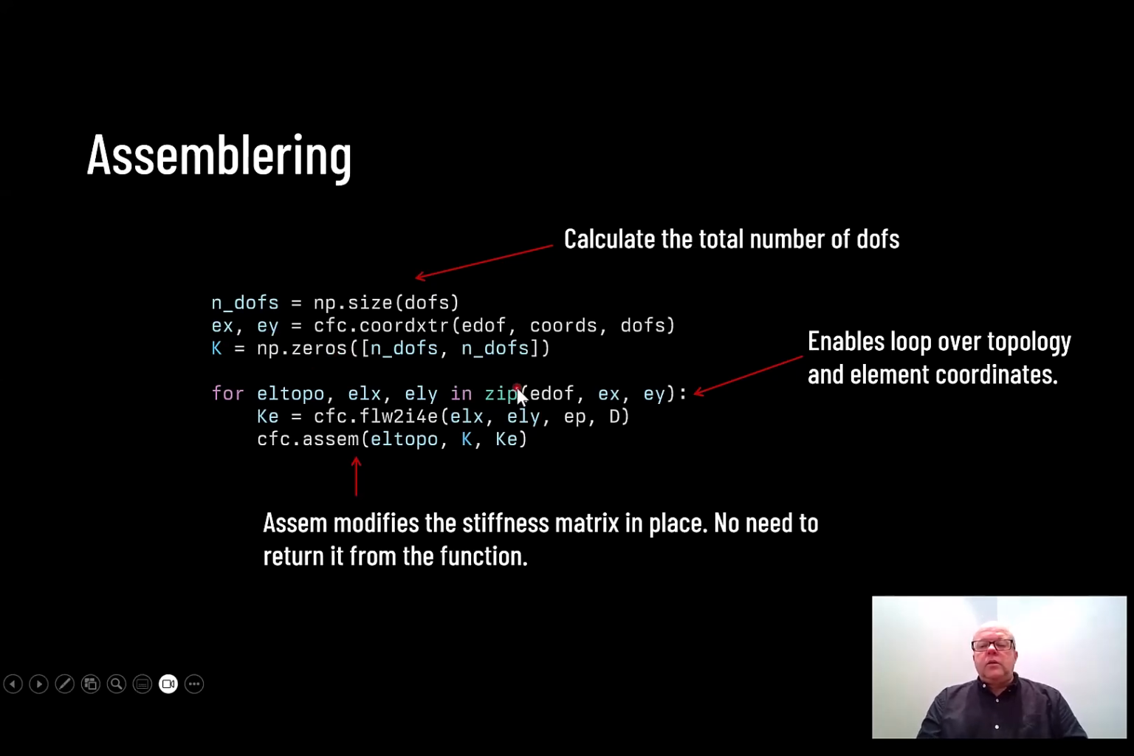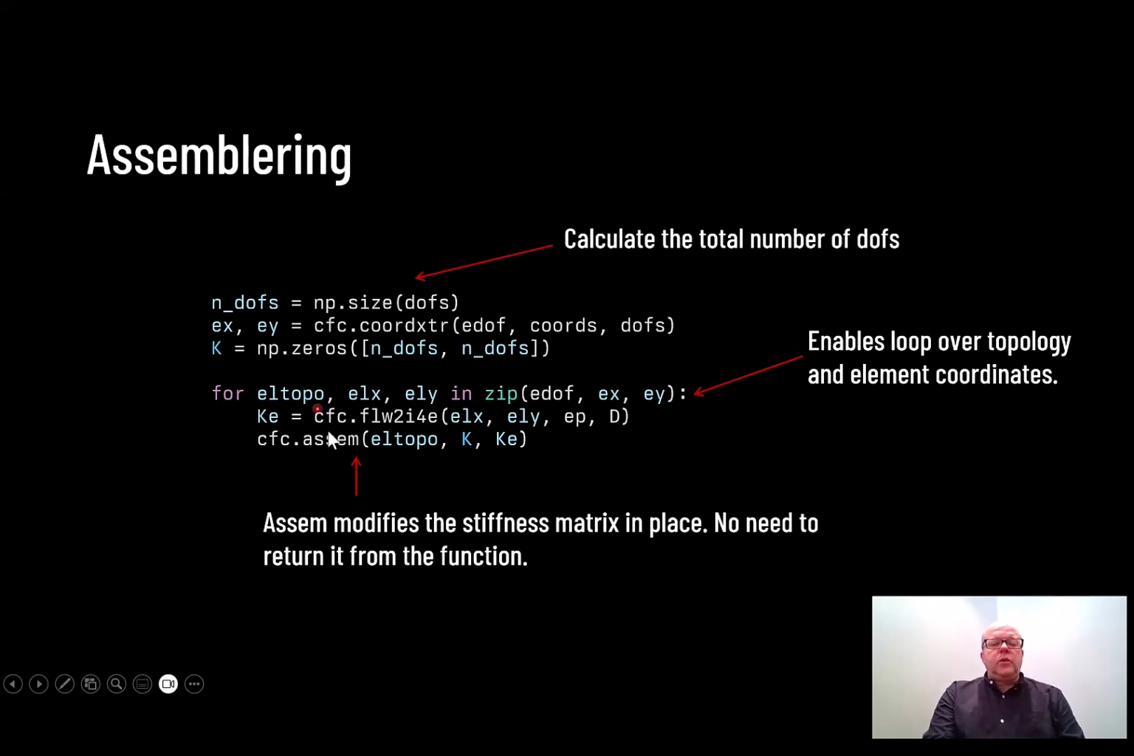Next, we need to create the global stiffness matrix, and we do that by creating a zero array of size ndof by ndof and calling it K. And now we can use the same approach as for worksheet 2. We loop over EDOF, EX, EY. That will mean it takes one line from EDOF, one line from EX, and one line from EY, and assigns them to LTOPO, ELX, ELY.